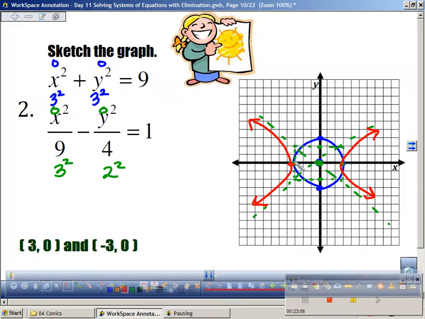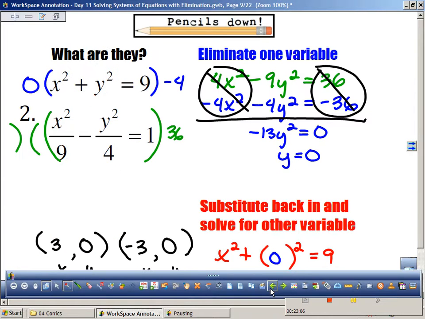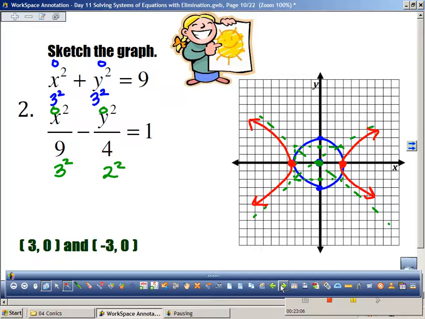And there's my intersections right there. Isn't that what we found with the algebra? 3, 0 and -3, 0. So this is going to be the work tonight. That's going to be the work. But luckily, you have this as a backup to see if you're right and whether you're wrong.